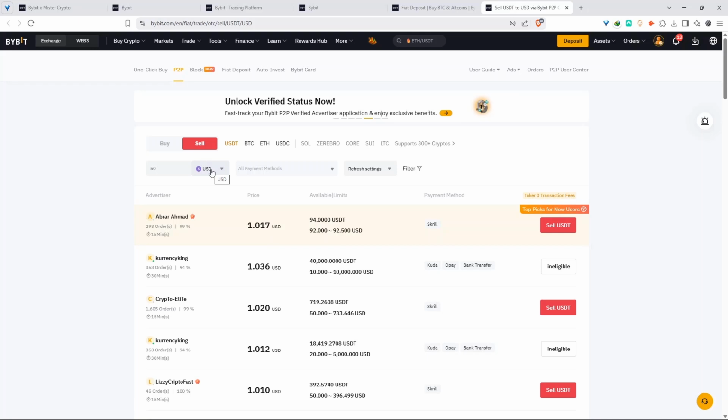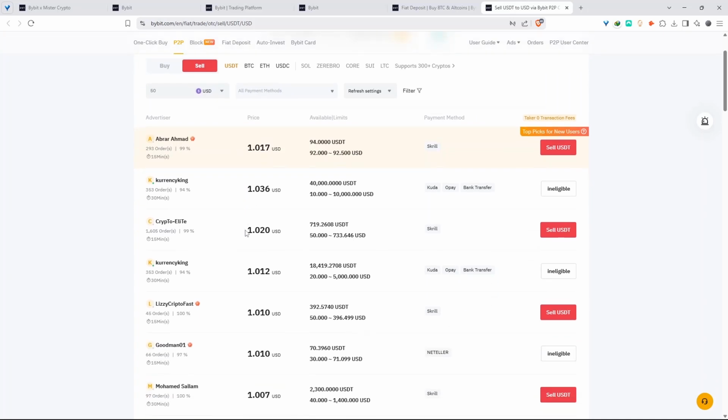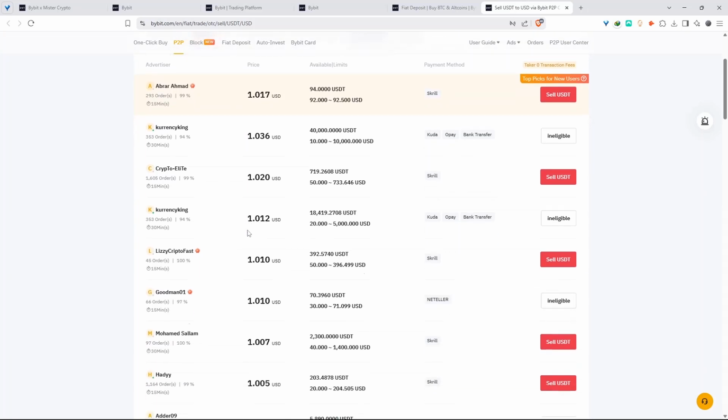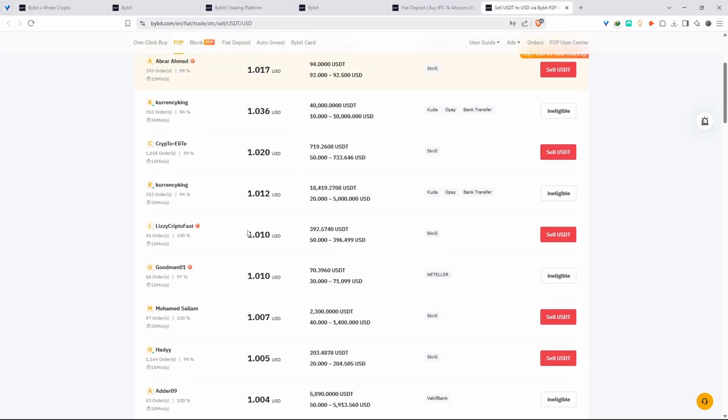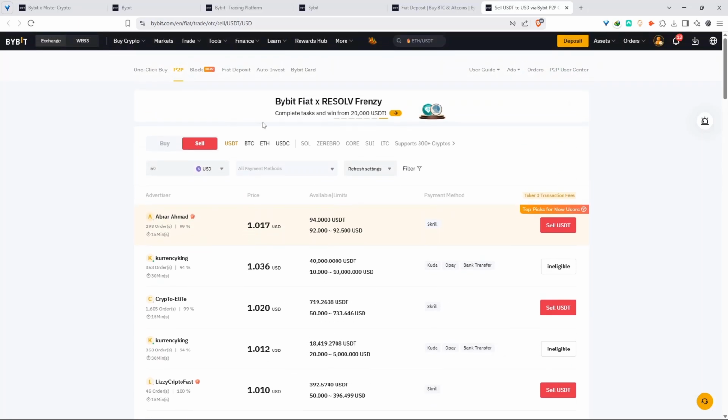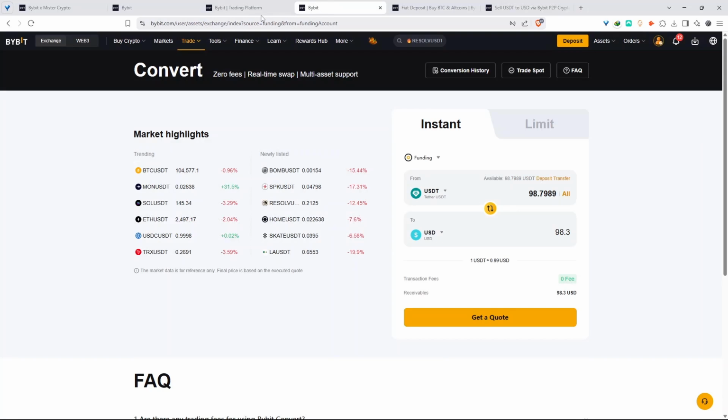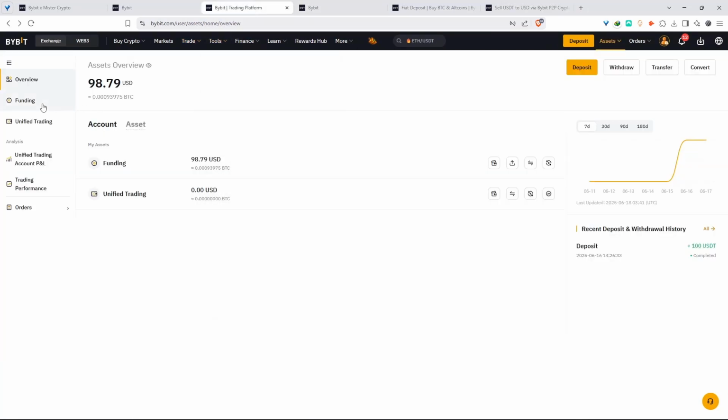Be aware that P2P traders might charge a small fee for their service. Once the transaction is complete, the fiat currency will be deposited into your funding account. From there, you can initiate a bank withdrawal. Remember, KYC is required for these fiat withdrawals, so you'll need to complete those steps if you haven't already.